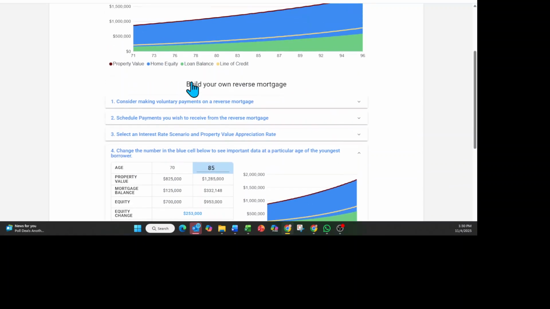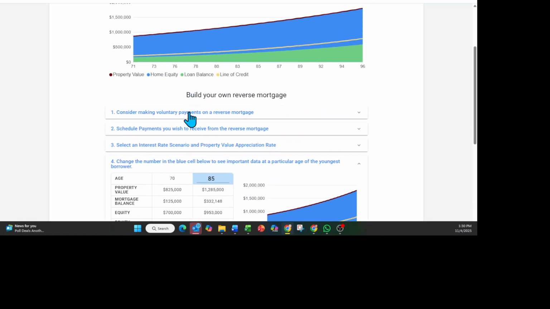So how do we change things? We can consider making voluntary payments on a reverse mortgage. We can receive money from the reverse mortgage. We can change the interest rate and property appreciation rates here.